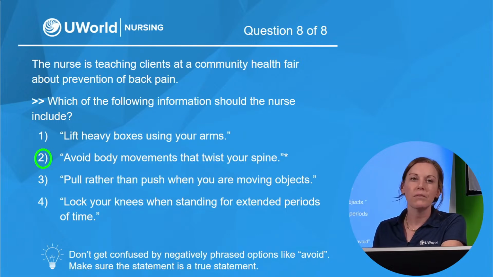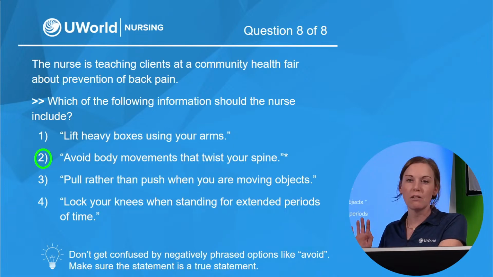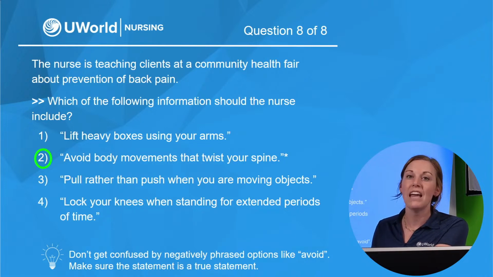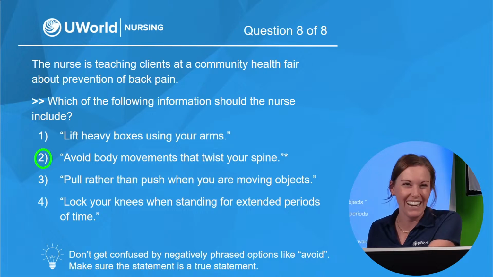And then we don't want to twist our spine. That's not a way to protect our movement. We always want to be square. I don't know if anyone can see close enough, but we actually have it tagged on there with our little star. So I hope everybody got that one right.